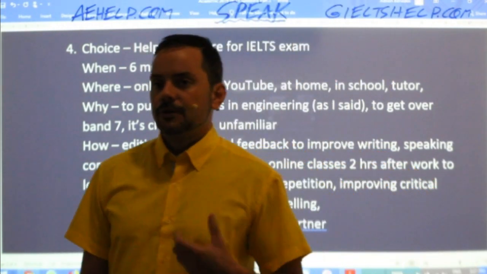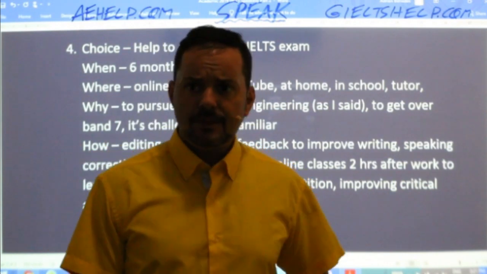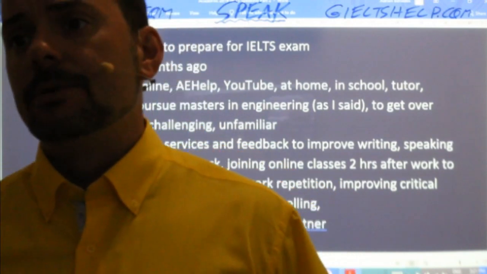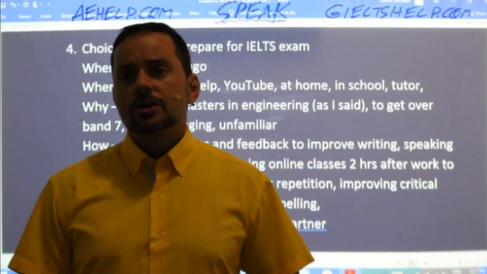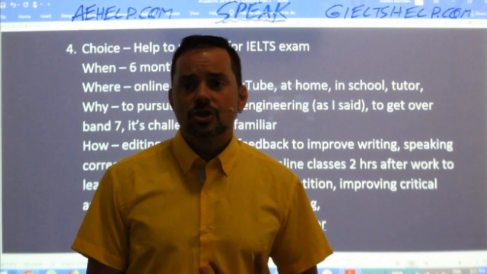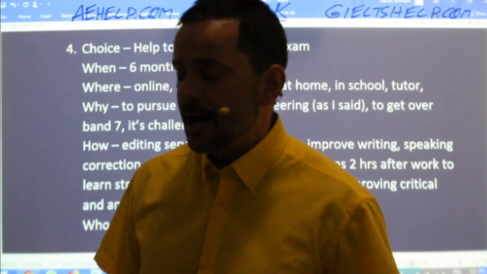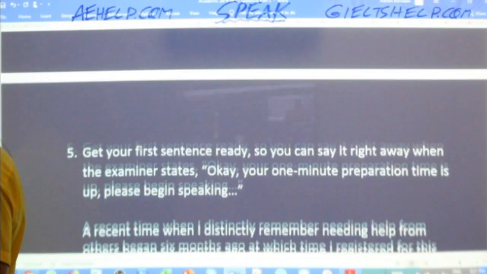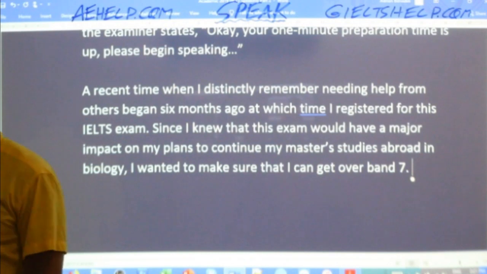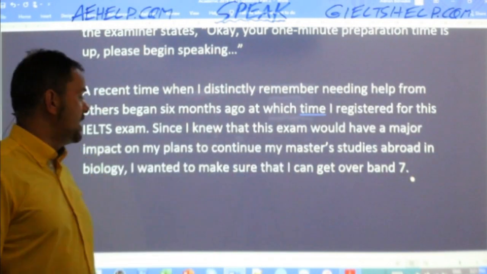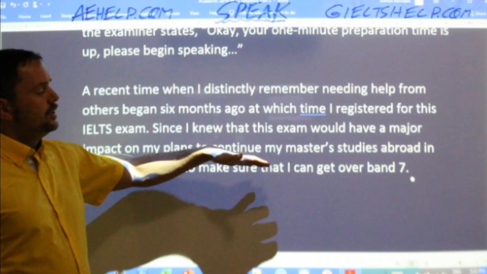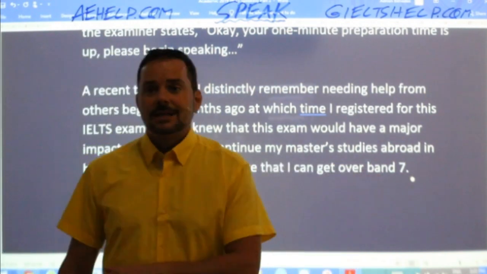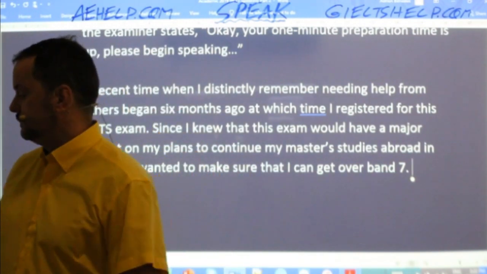Okay? So Ferdov says, as I mentioned at the beginning of this interview, I'm planning to pursue my MBA abroad at Columbia University in New York. So I wanted to get help to make sure that I get a good band score. Yeah, absolutely, Ferdov. So that's what you're doing, the same or similar to what I'm doing, okay? So again, since I knew that this exam would have a major impact on my plans to continue my master's studies abroad in biology, I wanted to make sure that I can get over band 7. Absolutely.